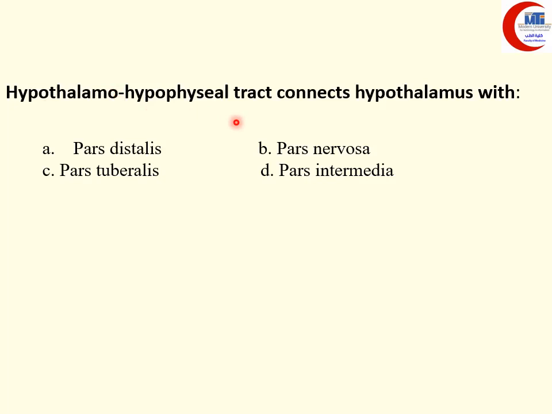The hypothalamo-hypophyseal tract connects the hypothalamus with... This tract contains axons that take the secretion from the cells in the hypothalamus to the pars nervosa. So this tract connects the hypothalamus with the pars nervosa. The right answer is letter B.